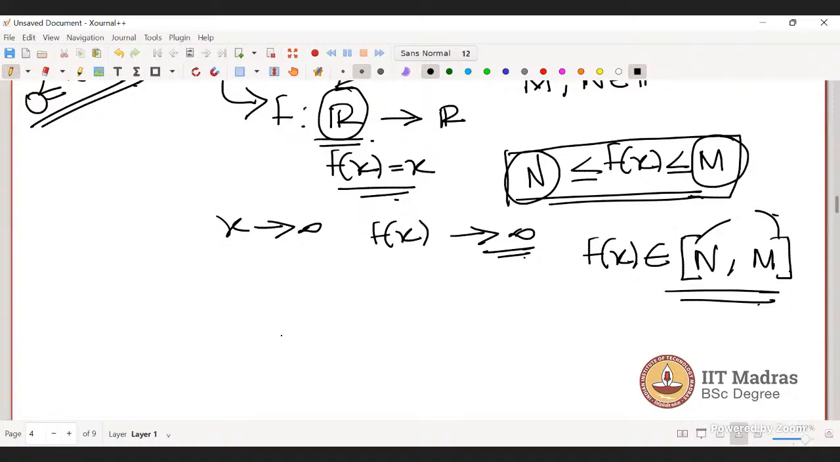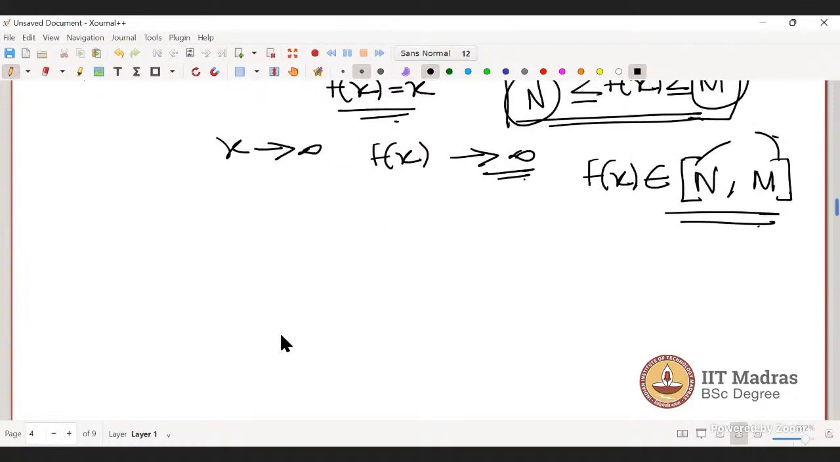Sir, actually I got confused here. Can I ask just one thing related to this? If we take the domain to be a finite set of numbers, then would it be a bounded function? If you take the domain to be finite, then it's always bounded. And if you take the range also to be within a finite range, then it's again bounded.